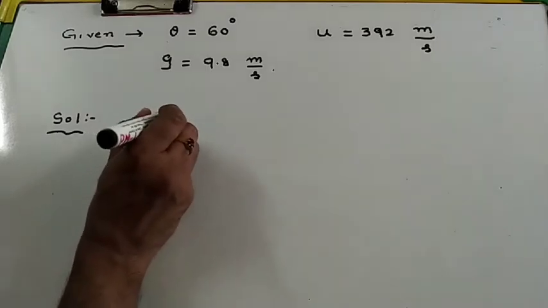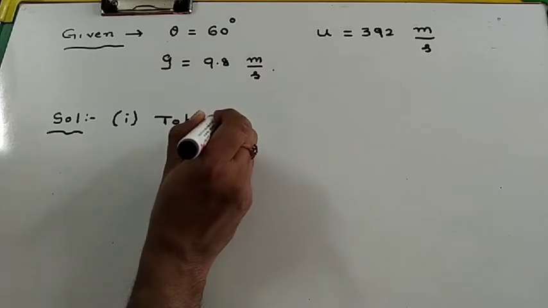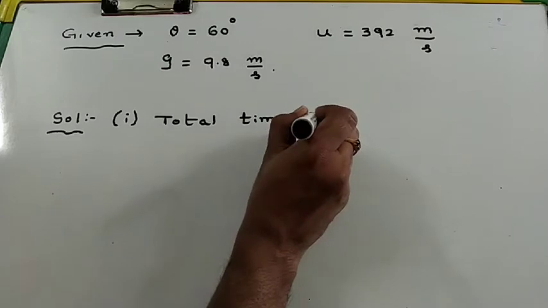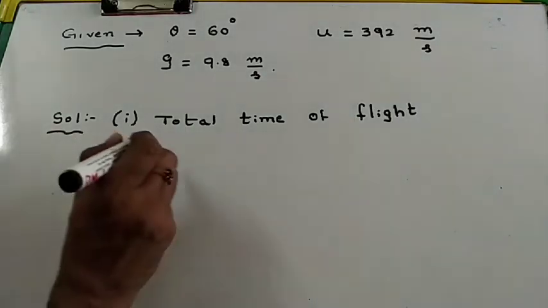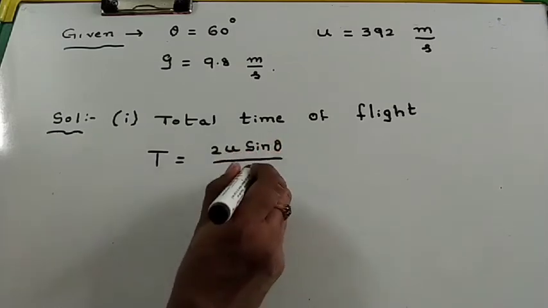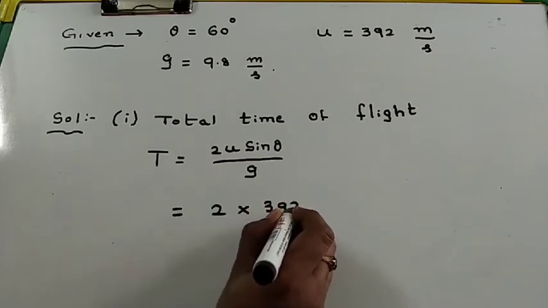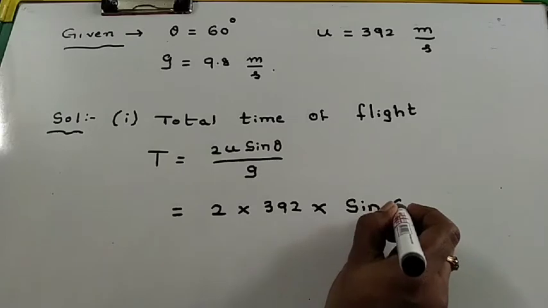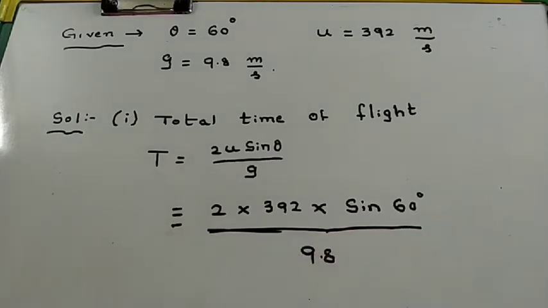Here, point number 1, total time of flight. Total time of flight, capital T, is equal to 2u sin theta by g, that is equal to 2 into 392 into sine 60 degrees whole by g. The g value is equal to 9.8. Therefore, the time of flight is equal to 69.23 seconds.